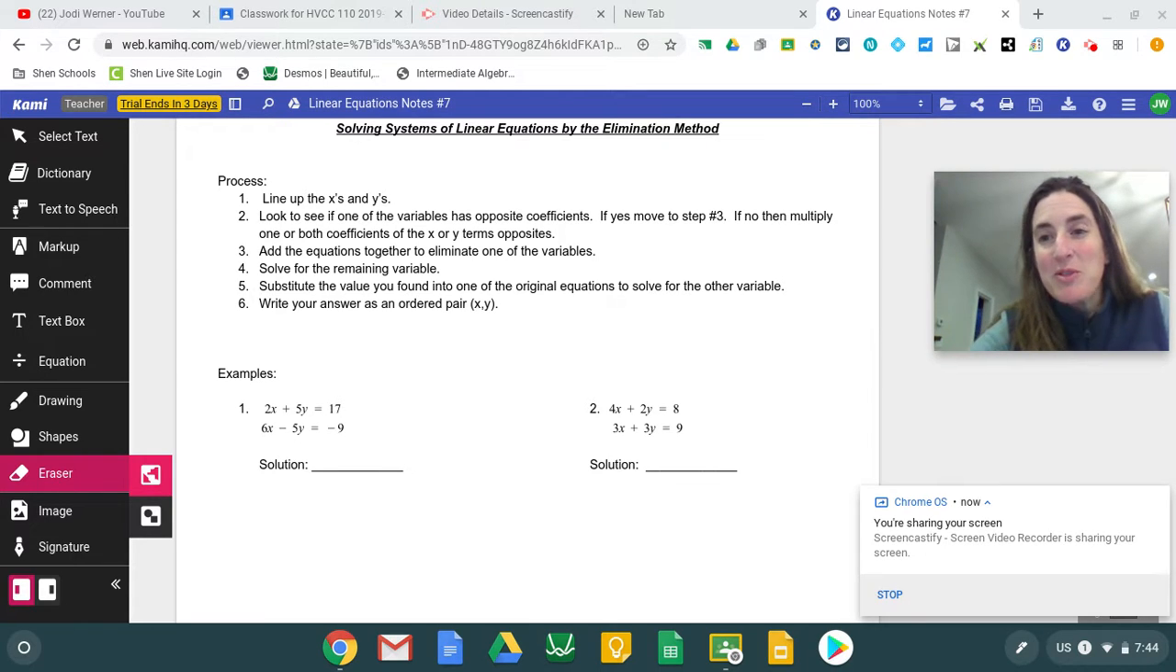And this time for our last and final method, we're going to be solving our systems of linear equations by the elimination method. That means one of our variables is going to be eliminated, either our x's or our y's.